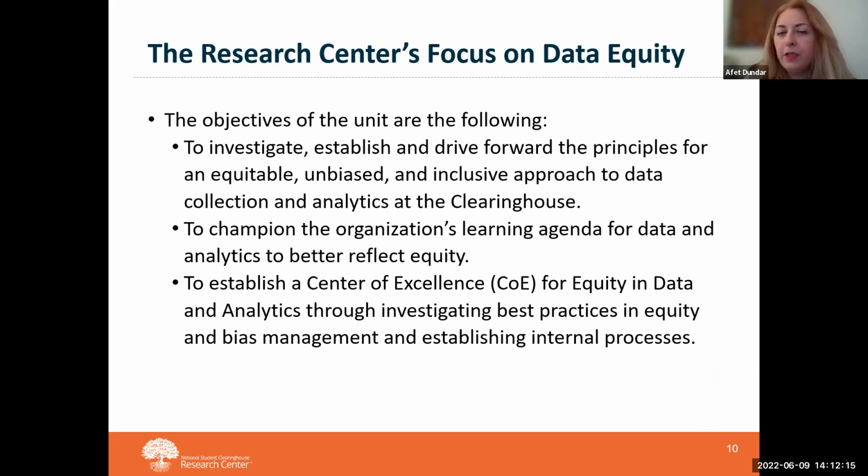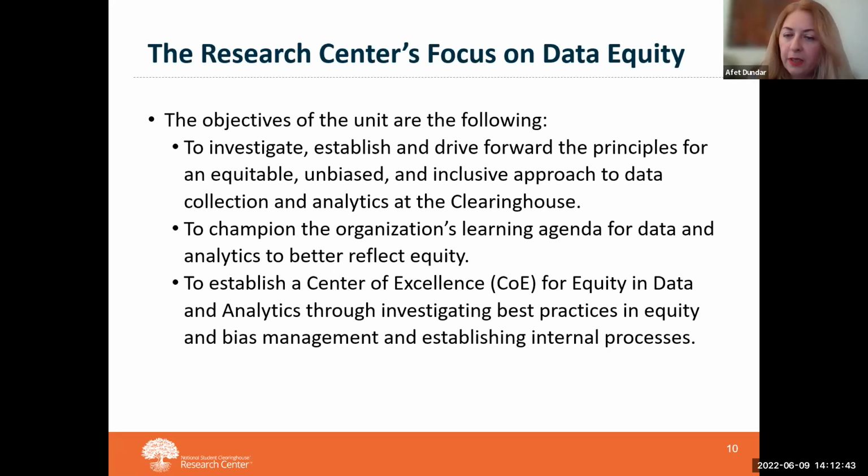The objectives of this unit, I call it a unit. This is a part of the research center, this work, but it is for the entire clearinghouse, of course. We want to investigate, establish, and drive forward the principles for an equitable and unbiased approach to data collection, reporting, and analytics at the clearinghouse. And we'll unpack what it means for us.